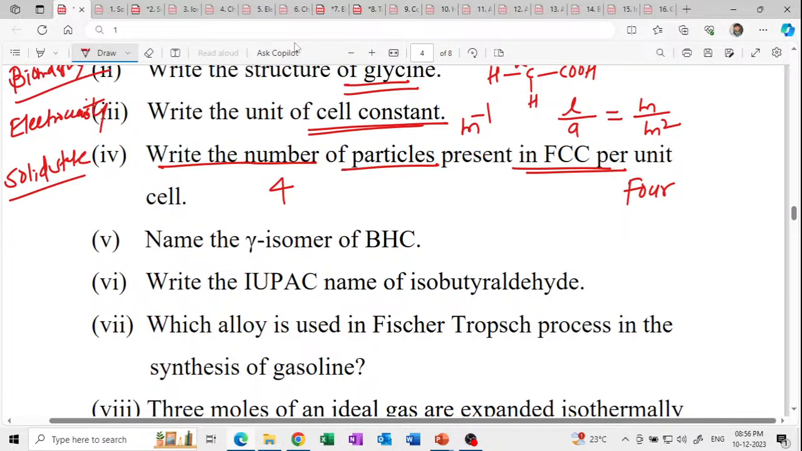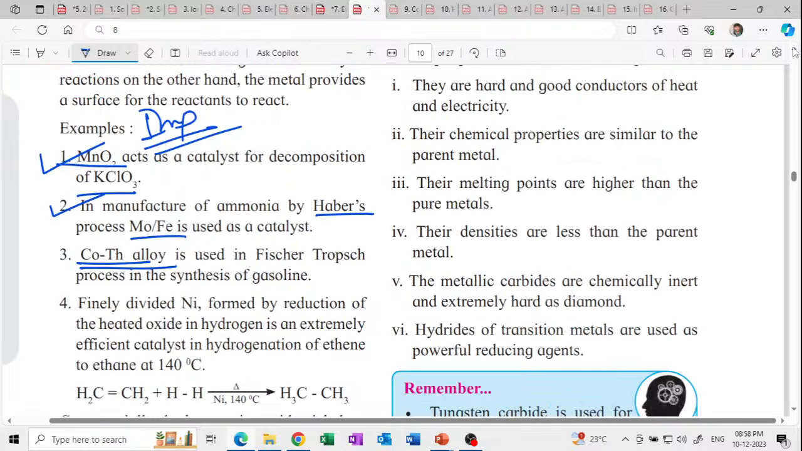MnO2 is used with KClO3. This is very important. Note it down, a question can be set from here. For the Haber process, it is molybdenum iron. This is very important. Cobalt thorium alloy is used in the Fischer-Tropsch process for synthesis of gasoline. This is your answer: cobalt thorium alloy.